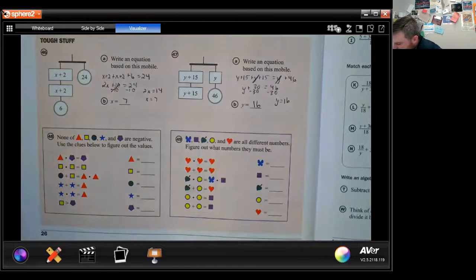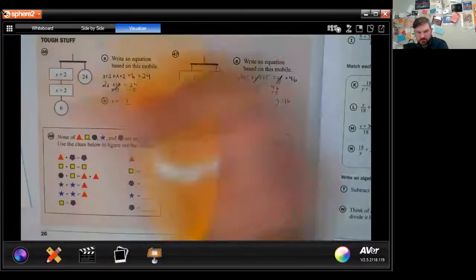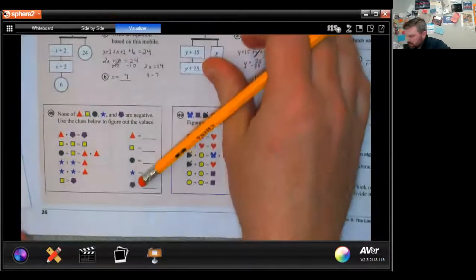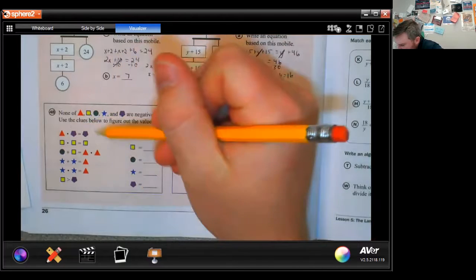All right, none of triangle, square, circle, star, and pentagon are negative. Use the clues below to figure out their values. Oh man. Okay, so I'm switching to a pencil here. And we have to look through all of these equations to figure it out.